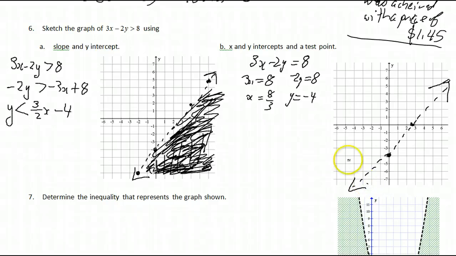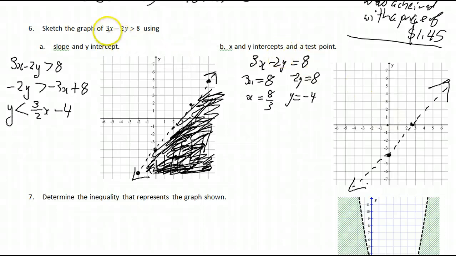Okay, but where do we shade now? We've drawn equals, and although we found equals, we know that since it's strictly greater than, it will be a dashed line. And so I'm going to try the point 0, 0. I need a test point. How about 0, 0? Is 0, 0 in the region? Okay, well, let's find out.